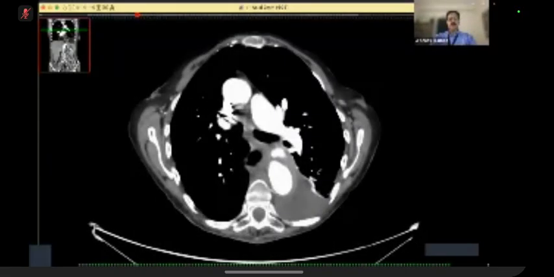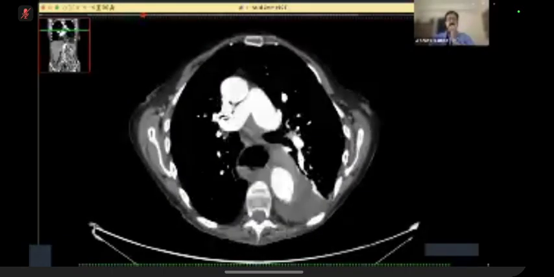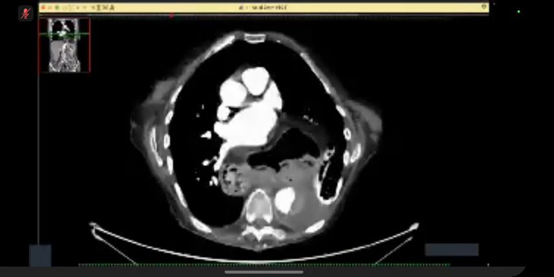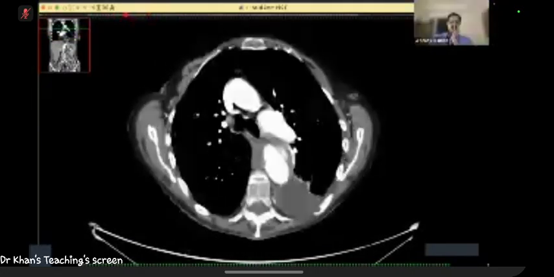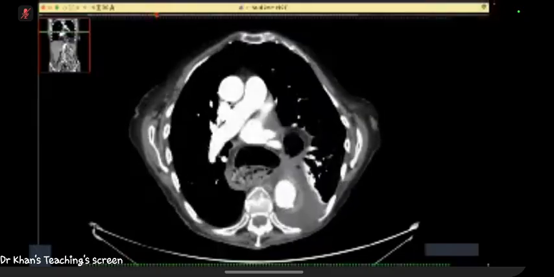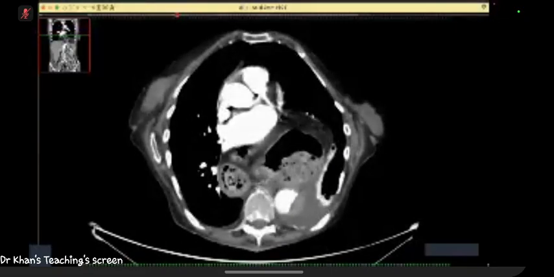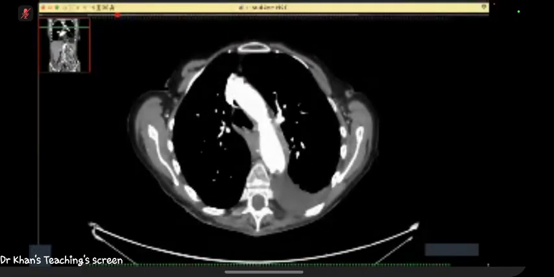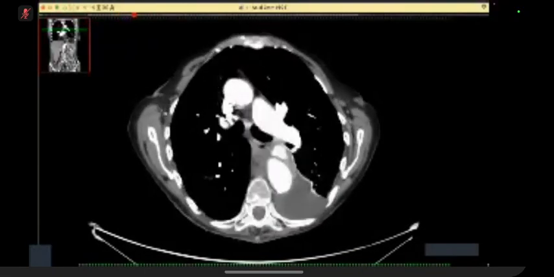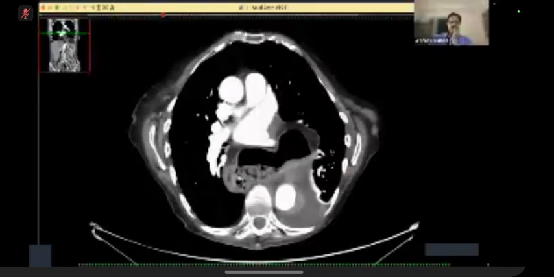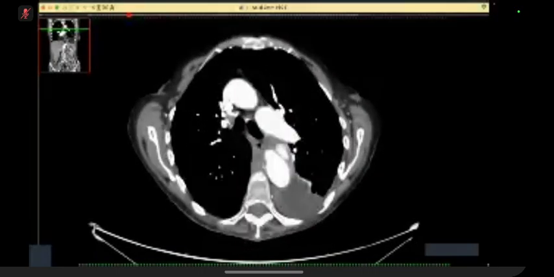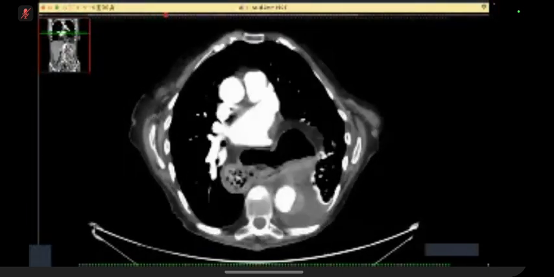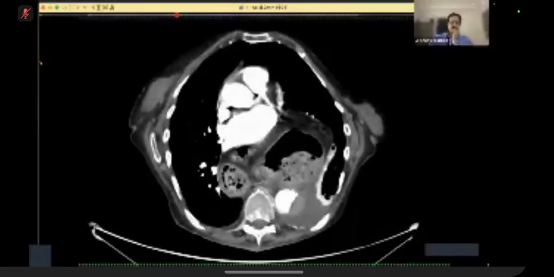So what is your general conclusion? Do you want to see anything else? I'd like to see the ascending aorta also, the origin of the coronaries. I'm not worried about the descending aorta. Any other sequence? If I can see the plane as well.